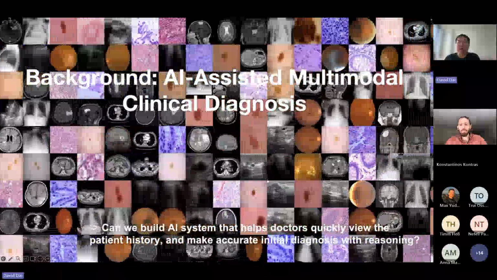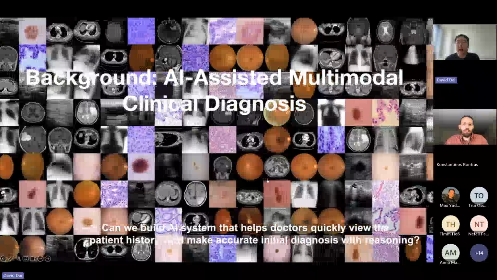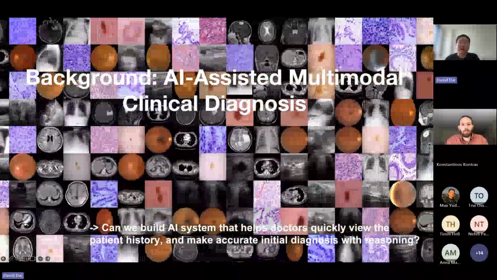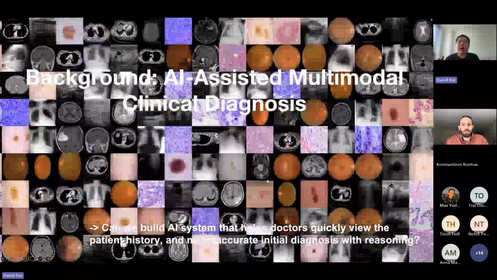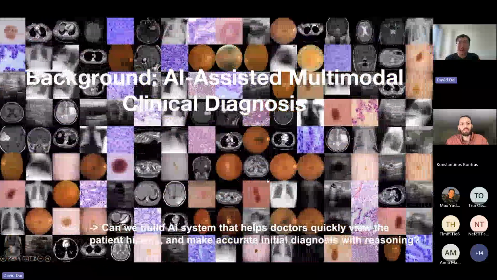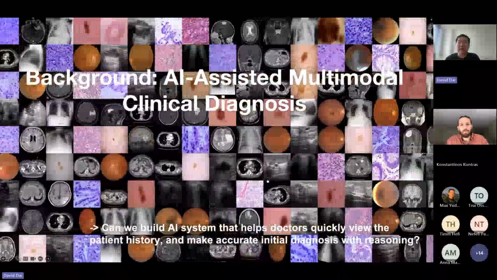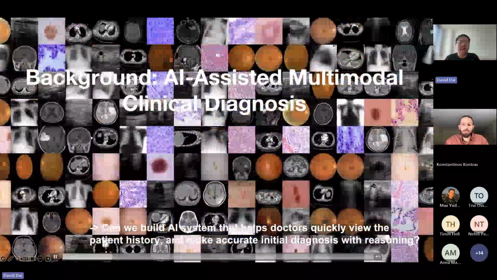And this is where machine learning comes into play. If modern large language models are able to make a quick initial diagnosis with reasoning, highlighting possible evidence from a large pile of multimodal patient health records, it'll be super useful to assist doctors in making a quick diagnosis in a very time-constrained environment.